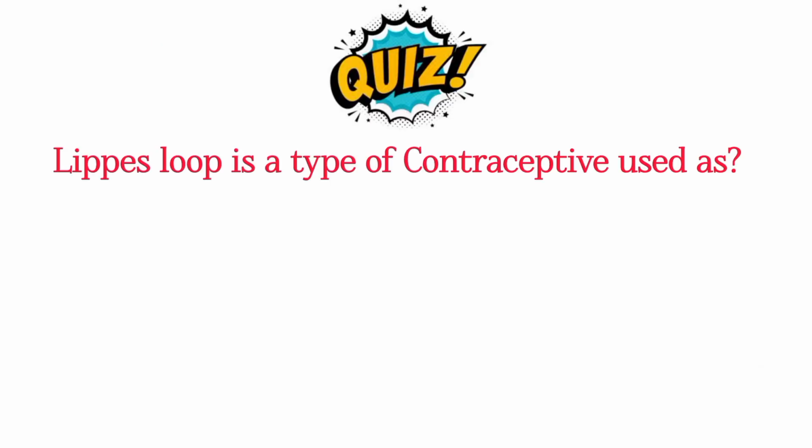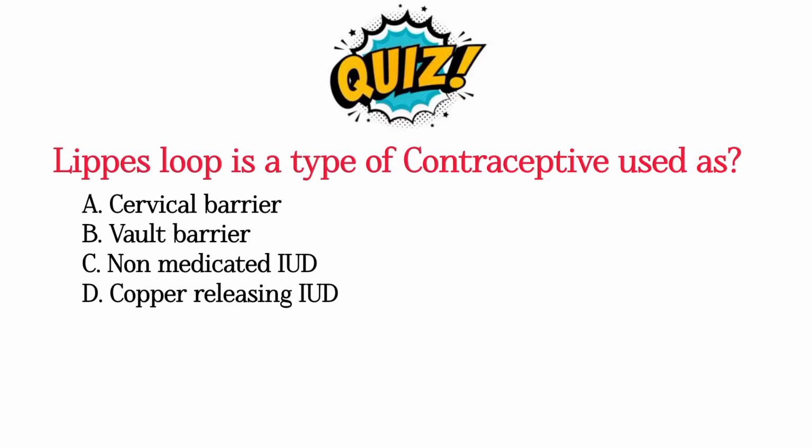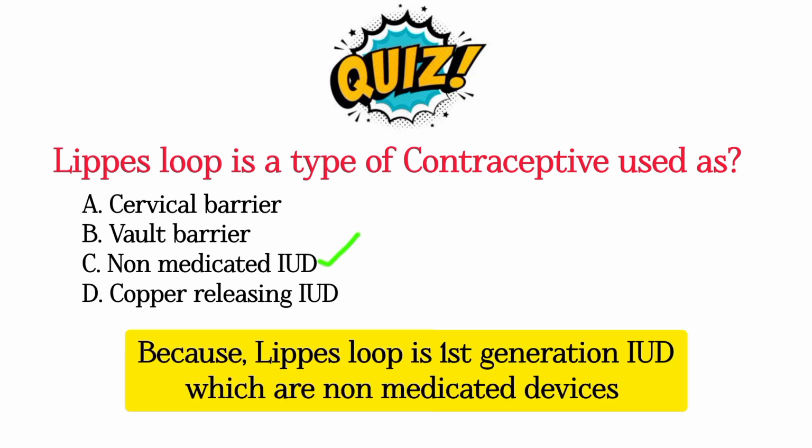Let's solve this MCQ. Lippes loop is a type of contraceptive used as: cervical barrier, vault barrier, non-medicated intrauterine device, copper releasing device. The correct answer is non-medicated intrauterine device, because Lippes loops come under first generation intrauterine devices. The first generation intrauterine devices are usually non-medicated.